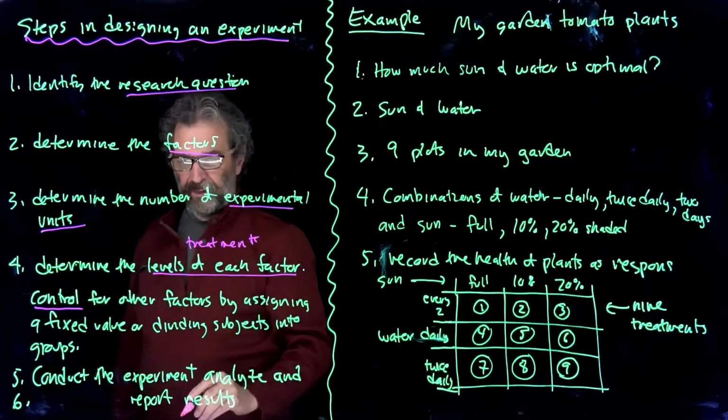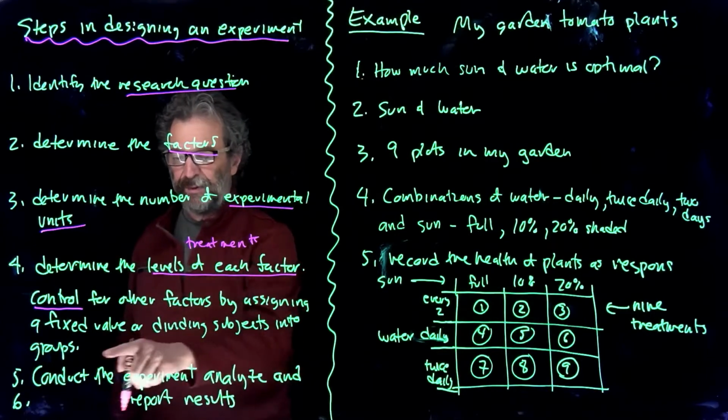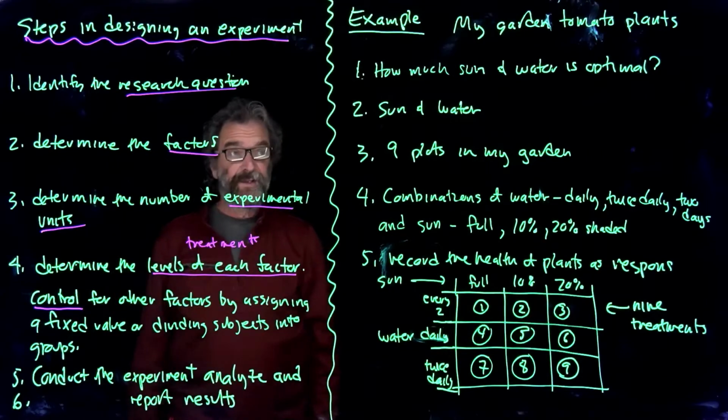Control by either assigning other factors a fixed value, or dividing subjects into groups based on the level of those factors they came with. Conduct the experiment, analyze and report the results.